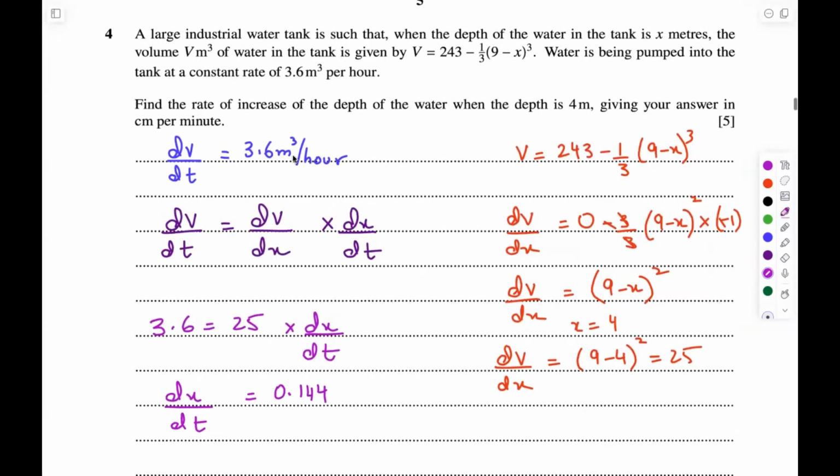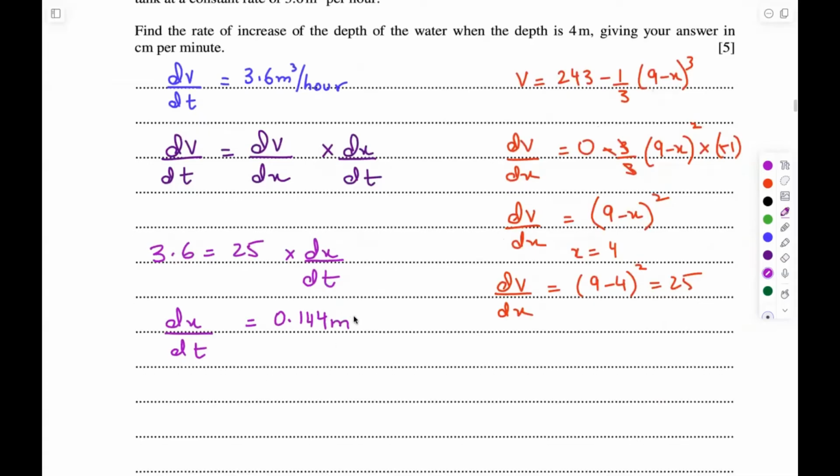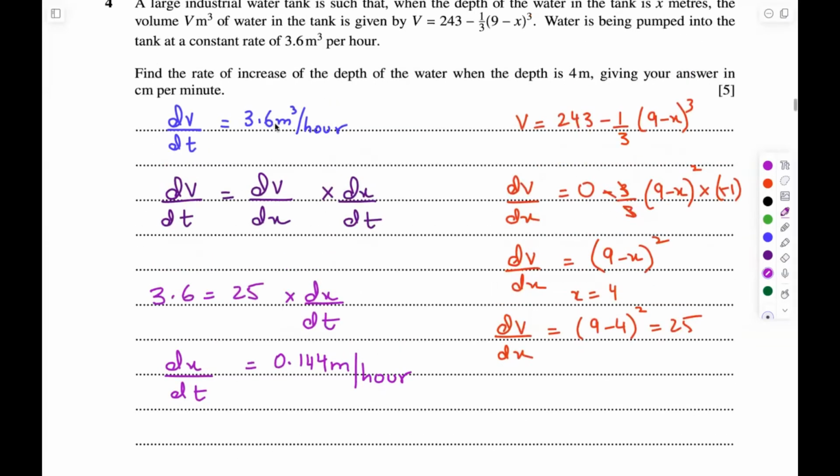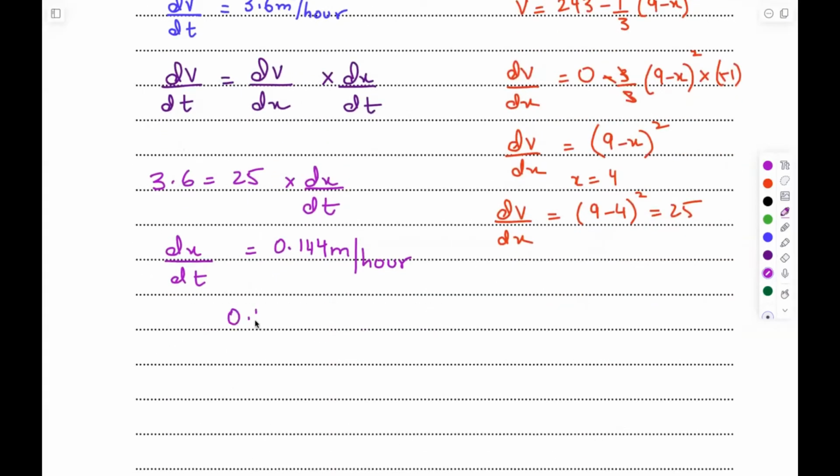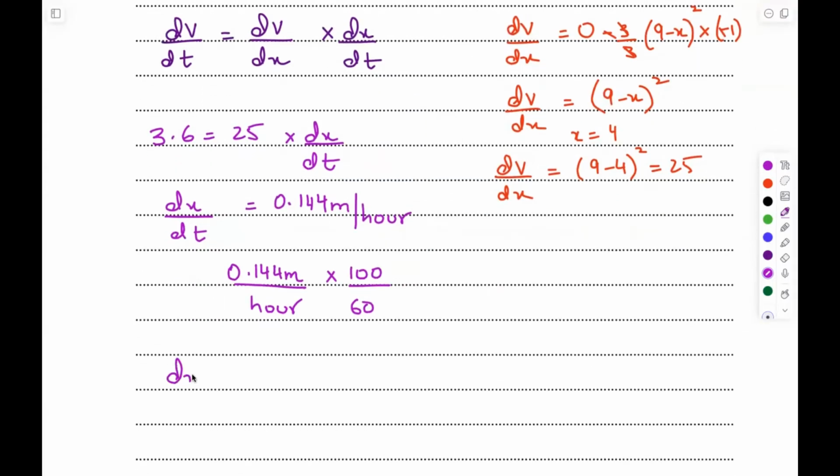The unit will be meters per hour, as the rate was given in terms of meter cube per hour and the depth was also in meters. It is asking to give the answer in centimeters per minute. So as this is 0.144 meters per hour, to convert meters to centimeters, we'll multiply this by 100. And to convert hours to minutes, we have to divide this by 60. So 0.144 multiplied by 100 and then dividing it by 60, the final answer will be 0.24 centimeters per minute. So dx/dt equals 0.24 centimeters per minute.